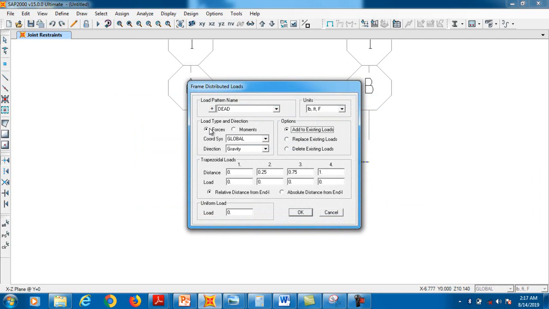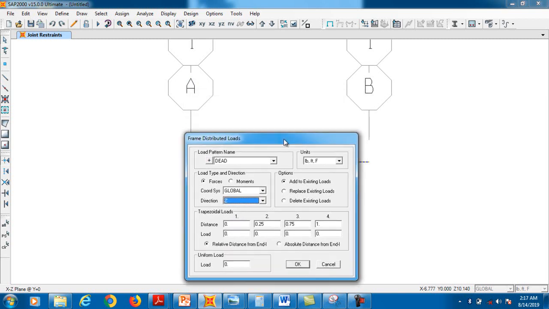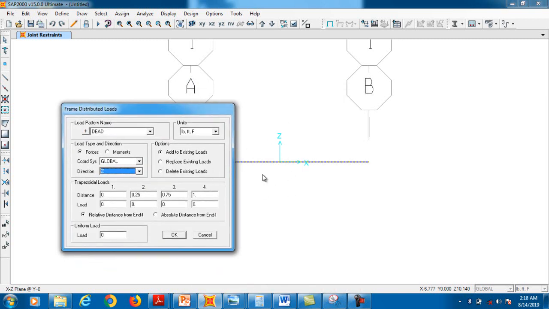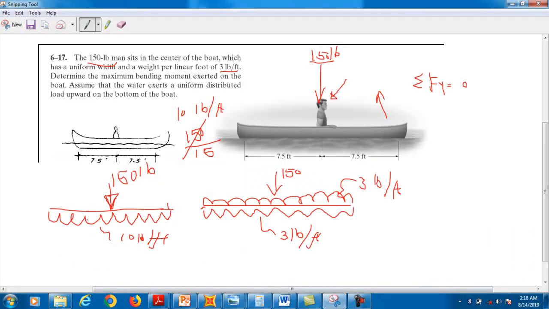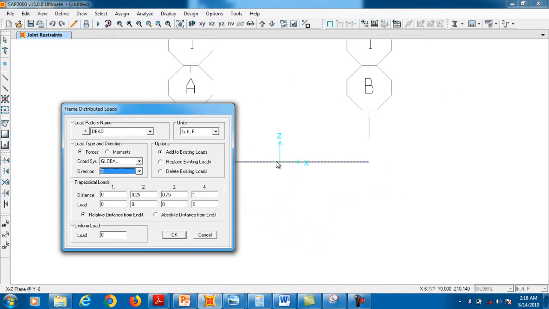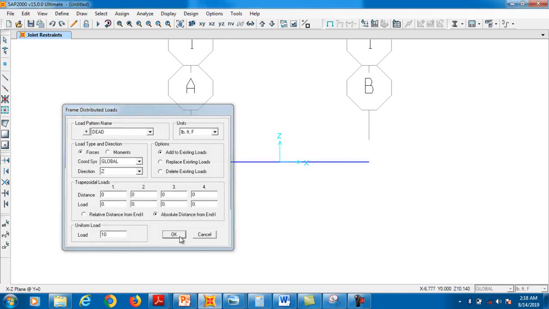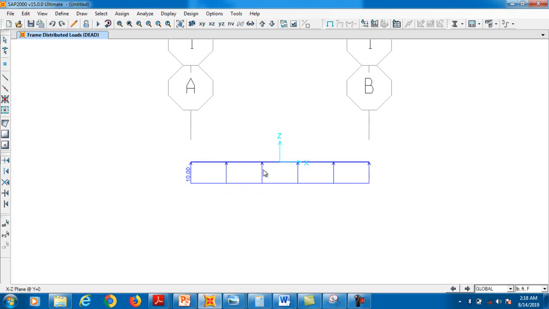This button should be checked, and in forces, the direction should be gravity, not gravity. You have to apply the load in the Z direction, because the load is acting from the downward direction, not in the downward direction; the load is in the upward direction. The uniformly distributed load, you can see, is applied from the downside to the upward direction. Clear? So you will select Z, and as the Z direction is the same as the load applied direction, you just need to enter 10 pound. Okay, clear? So the load is now applied from the bottom.